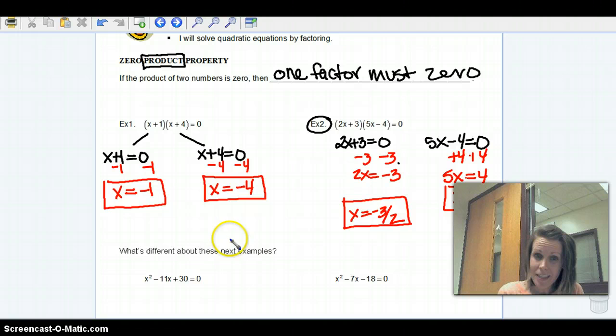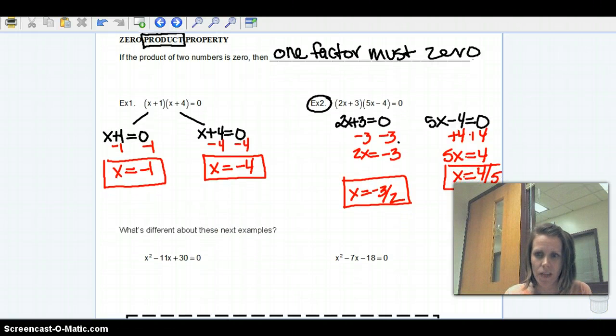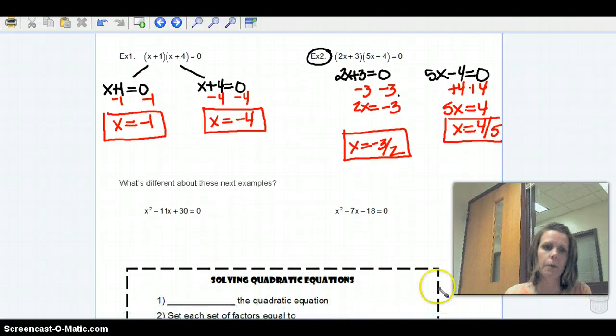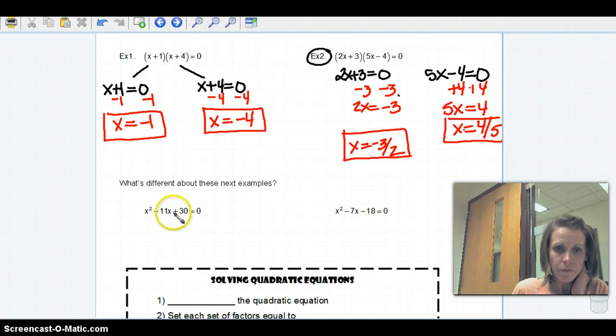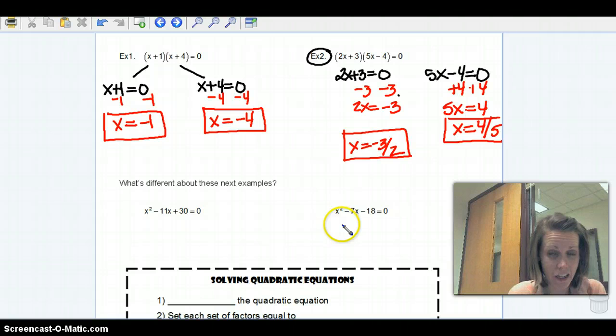So hopefully you feel good about this because we're going to switch it up a little bit. So if you look down here, you have two equations that are set equal to 0, but I want you to think about what the difference is between these types of equations and these types of equations, because these are not factored yet. These up here, if you notice, they're factored into two binomials. These are not. So good thing you know how to factor now because that's what you're going to be doing.